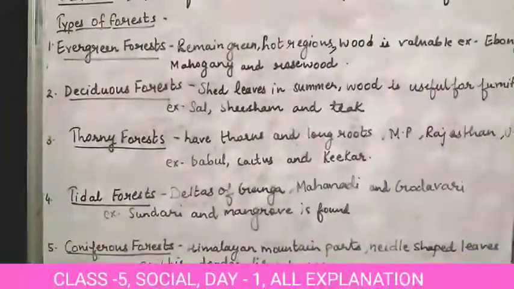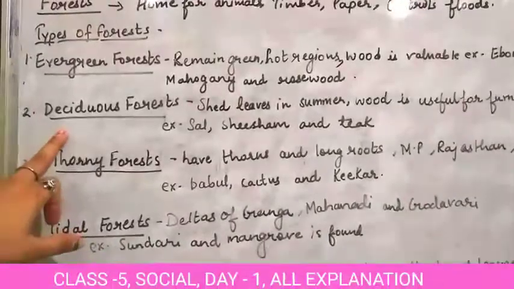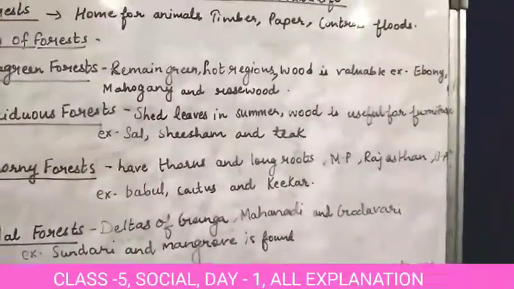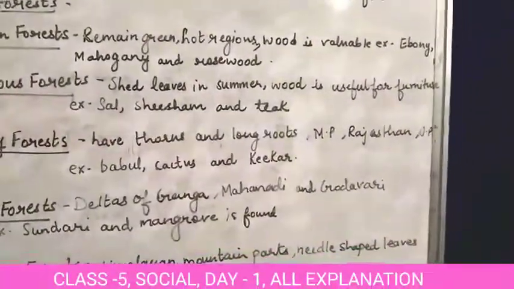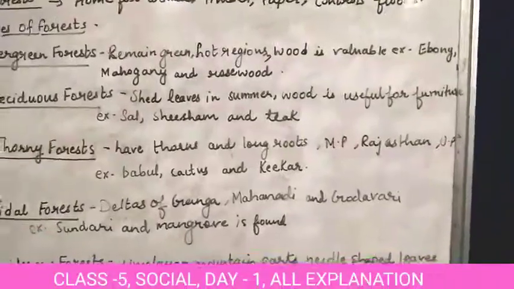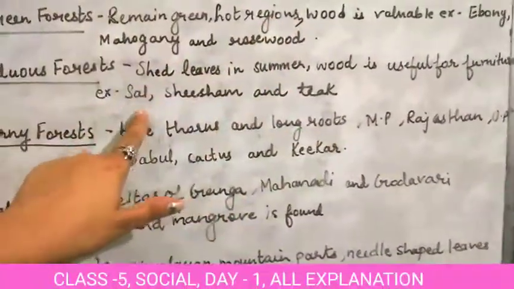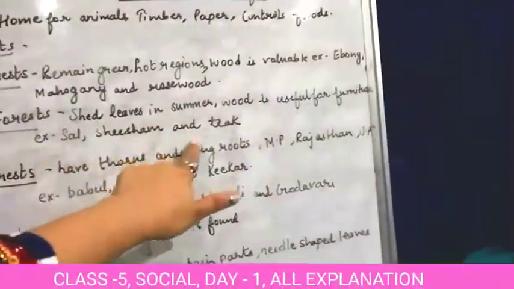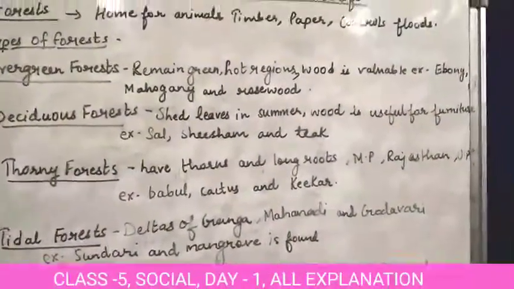Next is the deciduous forest. Deciduous forests shed their leaves in the summer season, students. The wood of deciduous forests is very useful. It is used to make furniture, which means it is very strong. So sal, sesame and teak are the trees from which we make furniture.